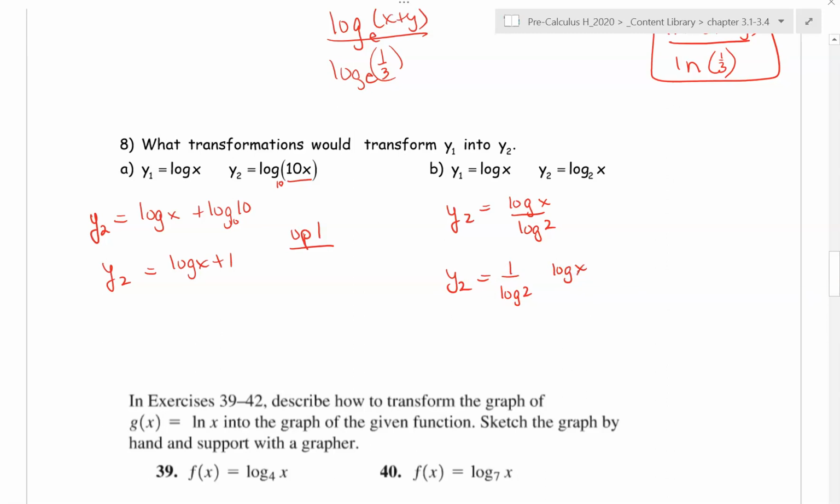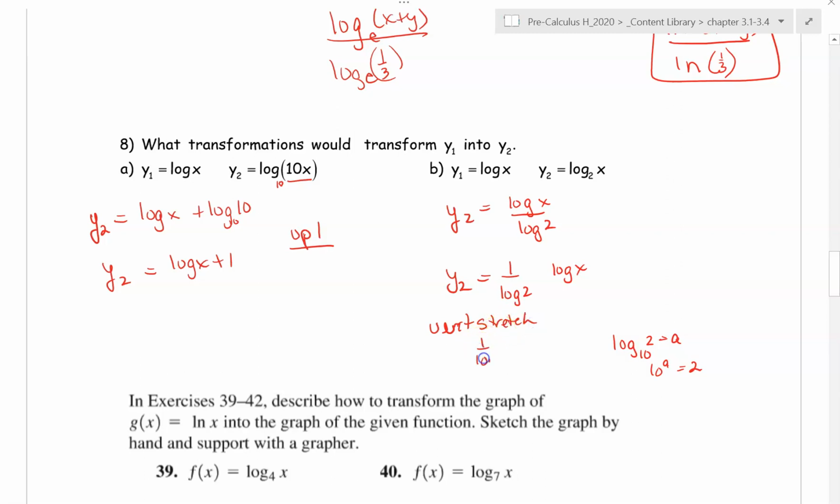So this is actually a vertical stretch or a vertical shrink. So we have to think for a minute. Is 1 over log 2 a stretch or a shrink? Pause the video and think about that. Log 2 is approximately 0.3, so 1 over log 2 is a number greater than 1, so this is a vertical stretch. Now, if this was on a test or a quiz and we didn't have a calculator, I don't think I would take points off if you said shrink.